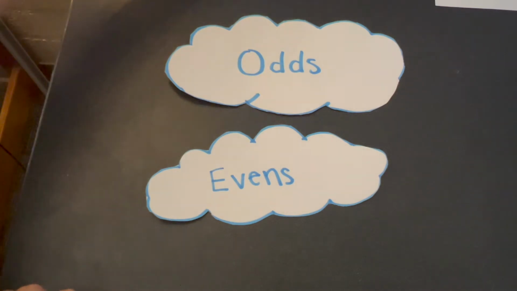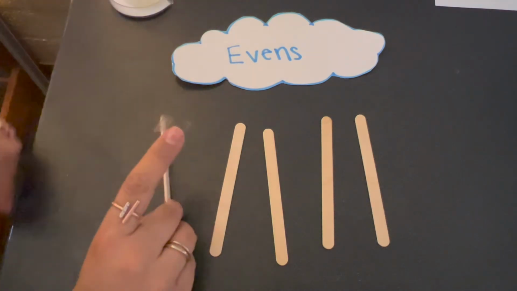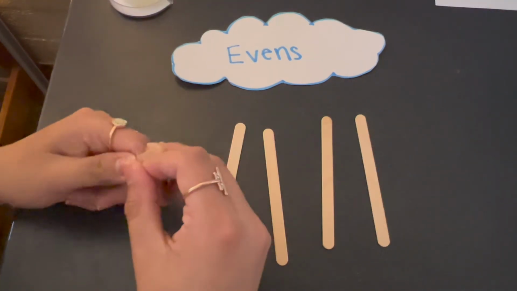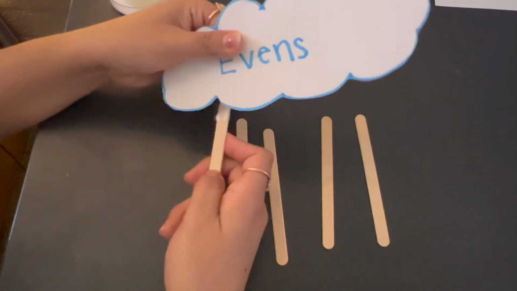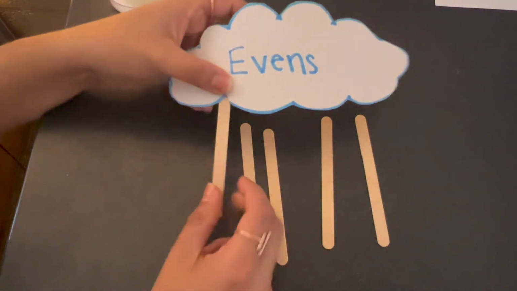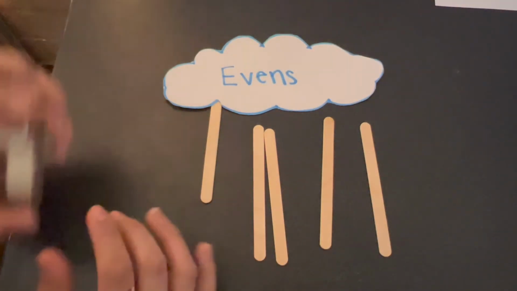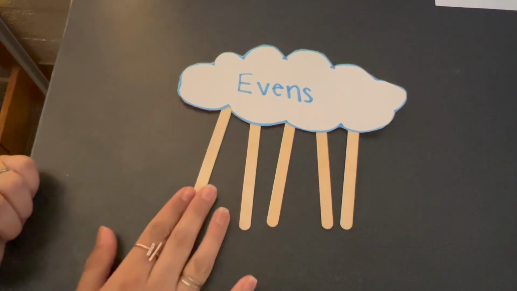Now we are going to take just our evens cloud for right now. And take 5 popsicle sticks. Now you're going to take a little bit of tape and put it onto your popsicle stick. And then you are going to tape your popsicle stick to the back of your cloud, like this. Do this for the rest of your popsicle sticks.